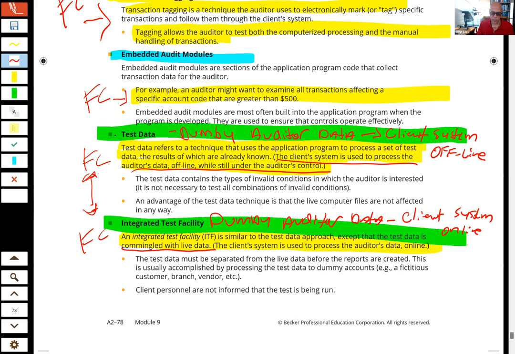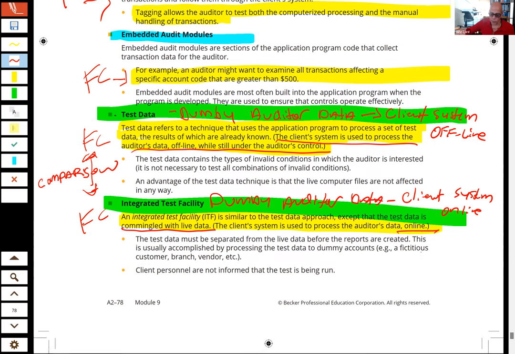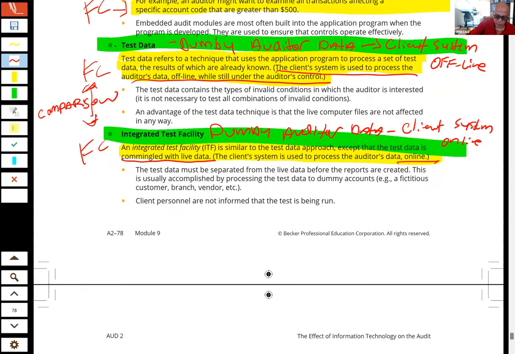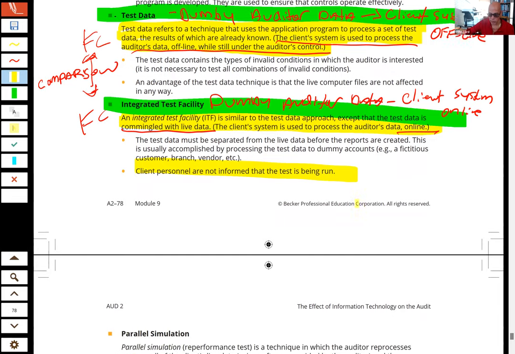Bottom line, guys, notice how descriptive these titles are. Test data offline; integrated, we're integrating the dummy data with the live data. So if you want to, maybe you can make a comparison flashcard out of those two, because they are similar. The key difference is doing it offline versus online, right? Okay, now note also the client's personnel are not informed that the test is being run. It's all about seeing if their interaction allows the transaction to process correctly.